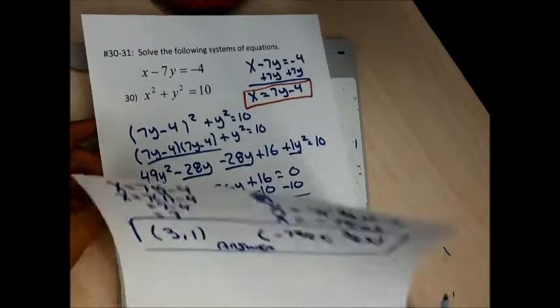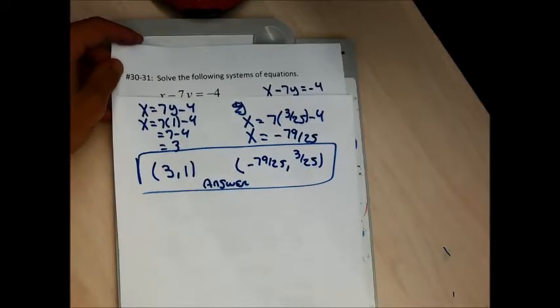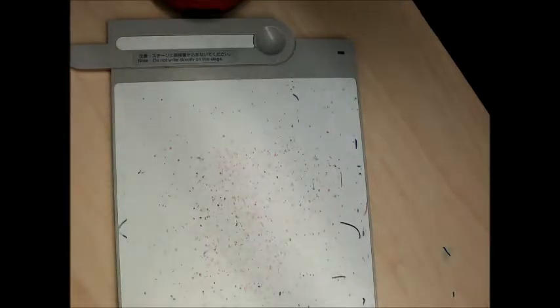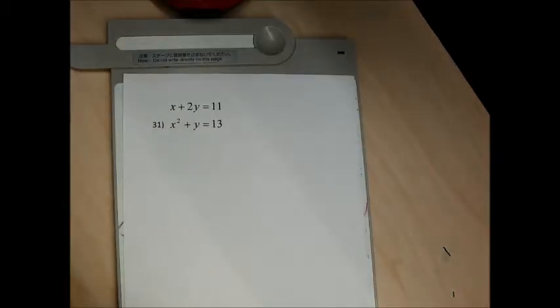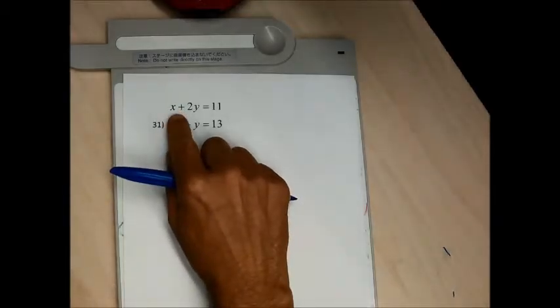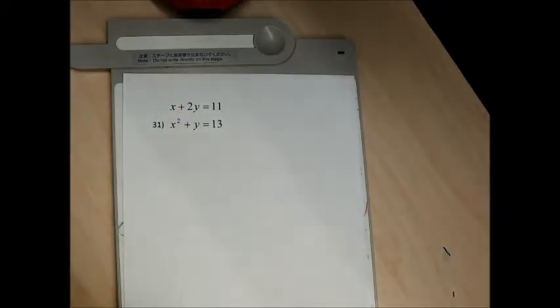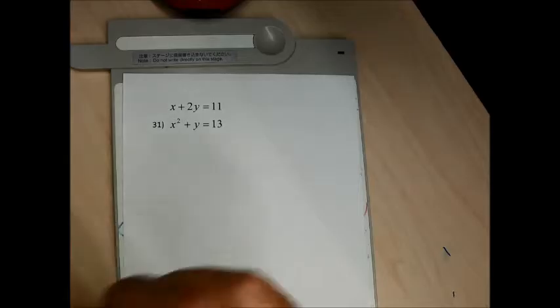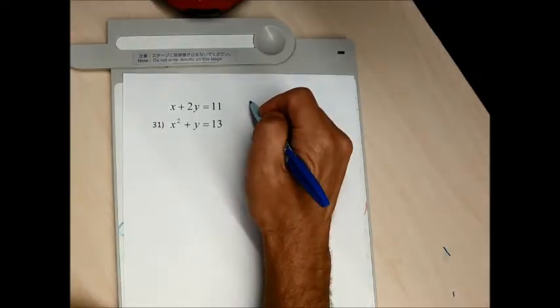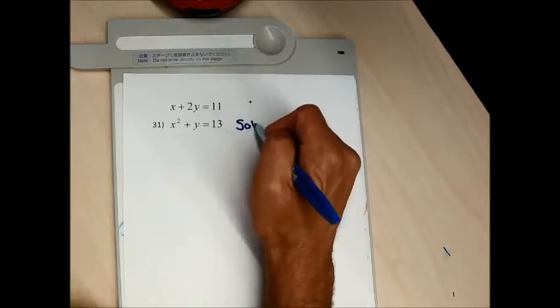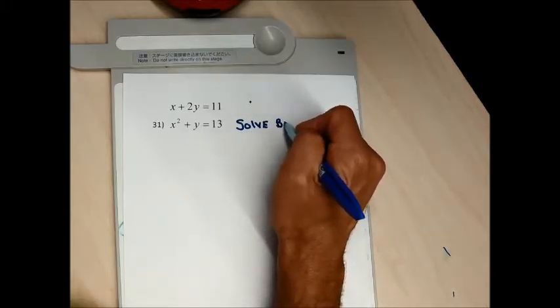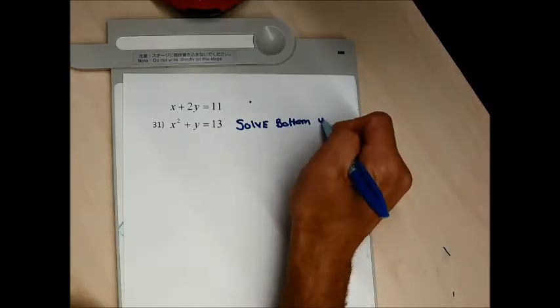All right, just 2 more problems to get through, and we're done with the entire review. For problem 31, I can solve the top equation for x to use substitution or the bottom equation for y. I'm not sure which one is easier. I get 2 answers again, and one of them is an ugly fraction. Let me just solve the top for x. Oh, it's not going to be so good. Let me solve the bottom for y to get started.